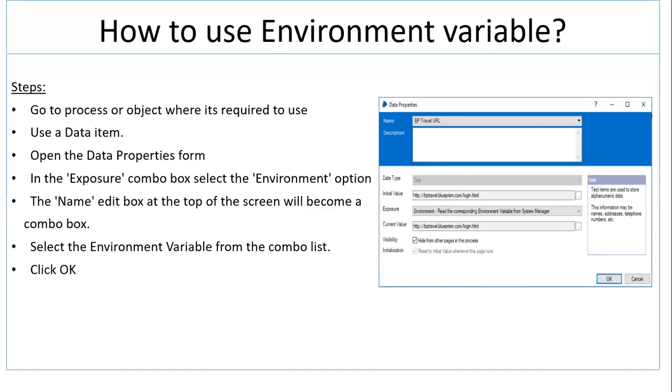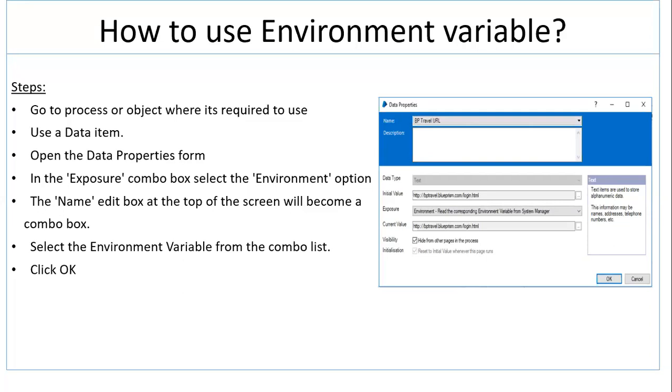Welcome to the next session: how to use environment variables in your process or object. So till now we have seen how to define an environment variable in the system tab. Here we are going to call the environment variable into your process or object. For that, you have to follow a list of steps to call your process or object environment variable.